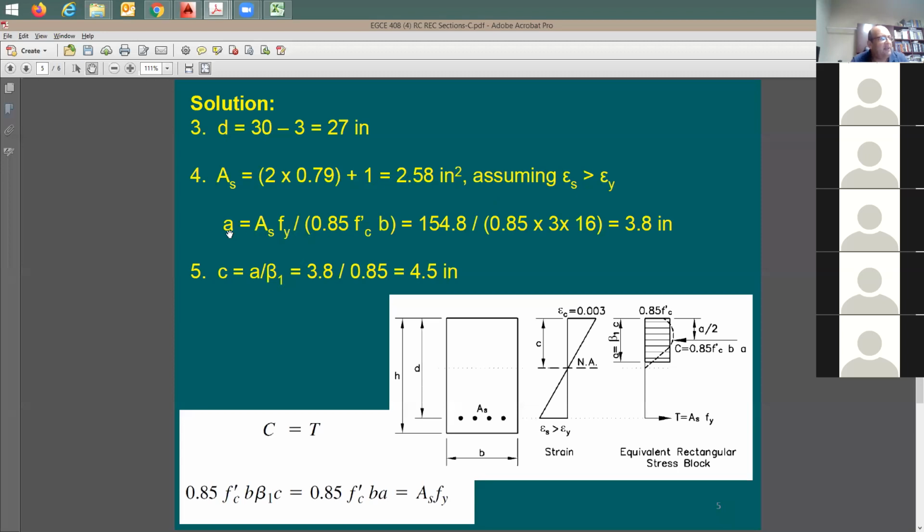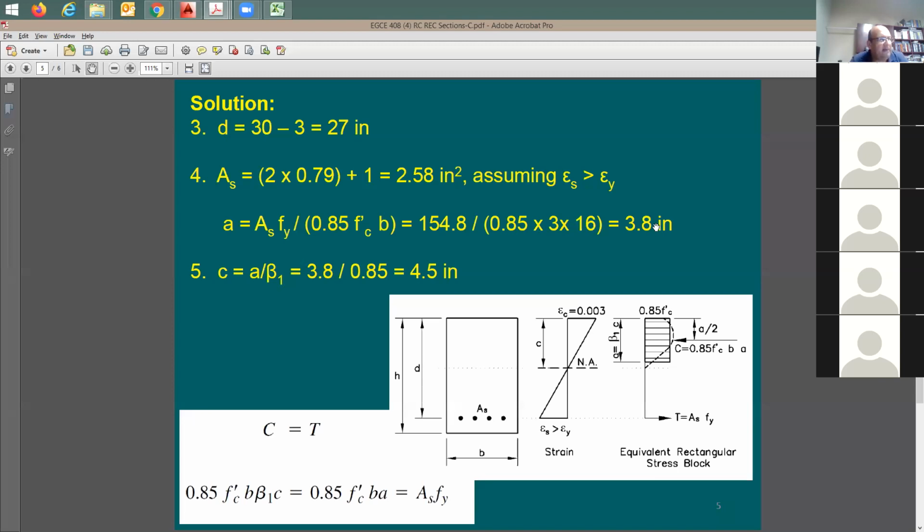Now I'm going to set tension equal to compression. I'm going to be using this equation: As times Fy, as in 60 ksi, which is now 154.8, equals 0.85 times f'c, the compression block stress, times b, the width of the beam, the 16 inch. So I have a = 3.8. This number sounds good.